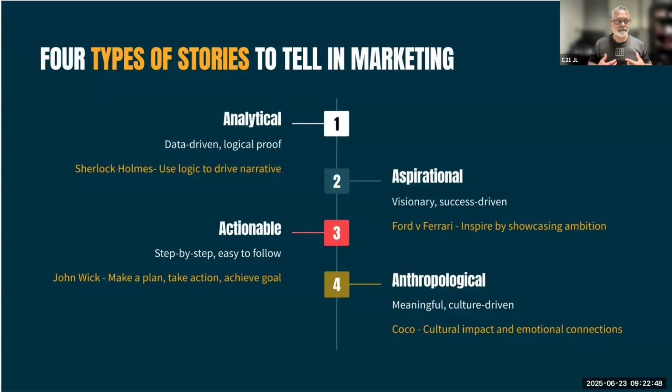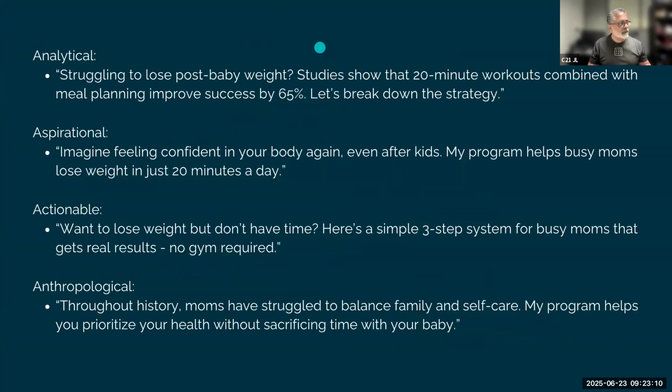So in marketing, there are four types of messaging. Analytical: is it data driven? Aspirational: is it visionary, success driven? Actionable: is it step by step, easy to follow? Or anthropological, meaning is it meaningful, culture driven? So this is what it is.